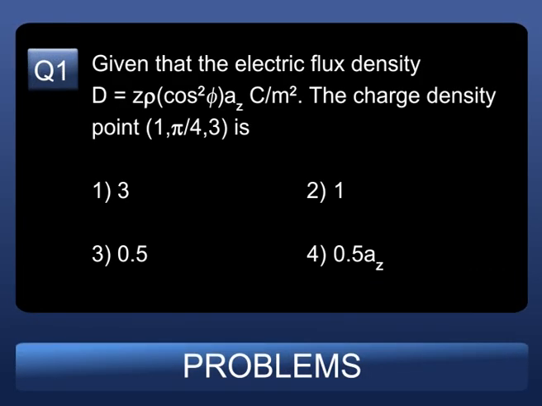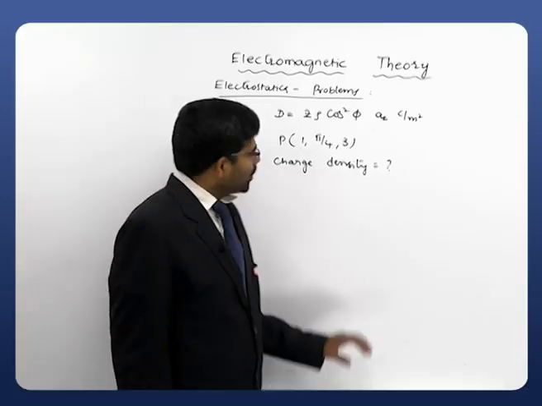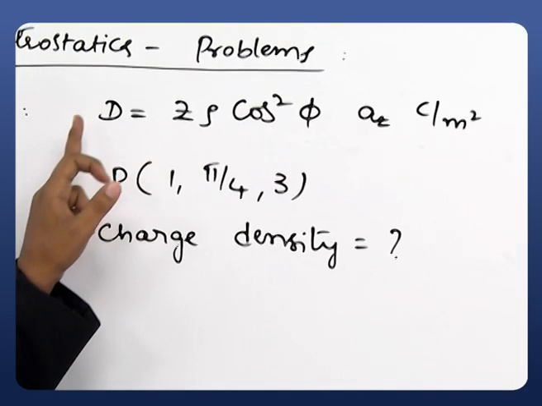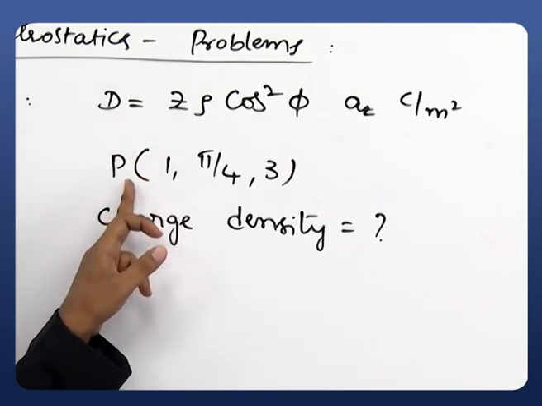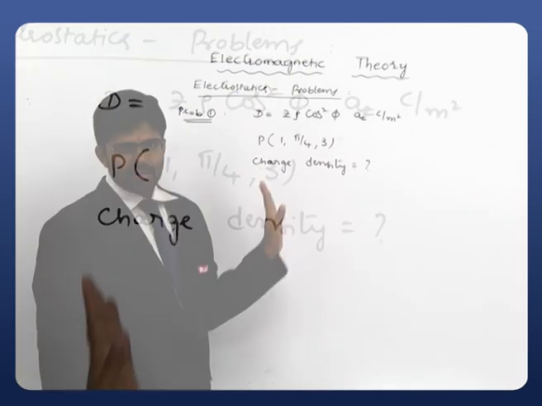So problem 1. Given that the electric flux density D equals z rho cos square phi Az coulomb per meter square, find the charge density at the point (1, pi by 4, 3). This is the problem. As per our problem, D is given to us, that is, the electric flux density is given. At some point P we need to calculate the charge density.